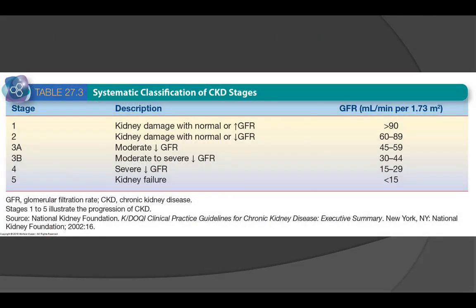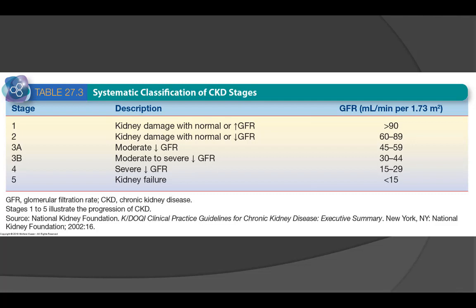Okay. Now what GFR tells you, these are GFR values. The normal is 125, right? So if you have more than 90, this is okay, this is normal. CKD means chronic kidney disease. So if you're looking at a patient with chronic kidney disease, and GFR is above 90, there may be some kidney damage because it's a chronic condition, but with normal or even increased GFR. This is labeled as stage 1, chronic kidney disease.